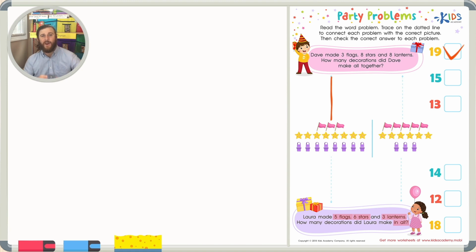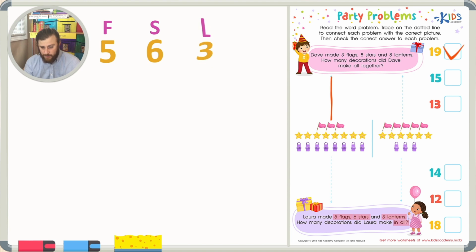Okay, so I hear that keyword in all, so again, I think we're going to be adding everything up together to find out how many we have in all. I know she made 5 flags, 6 stars, and 3 lanterns. So let's look at the picture to see which one shows 5 flags, 6 stars, and 3 lanterns. Well, in this picture I see 1, 2, 3, 4, 5 flags, so I think that's correct. I also see 1, 2, 3, 4, 5, 6 stars, and 1, 2, 3 lanterns. So this must be correct. We can trace on the dotted line to this picture.